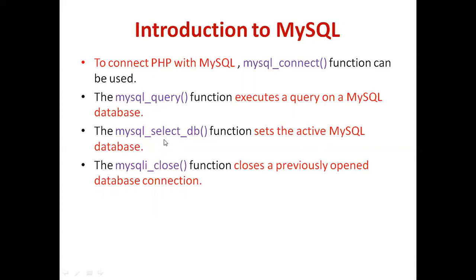So it means that there are many databases available. When you select a specific database, it will be set as the active MySQL database. That's why you have to select which database you are going to use. And here, this is mysql_close. This closes a previously opened database connection. So maybe you want to use a new database.